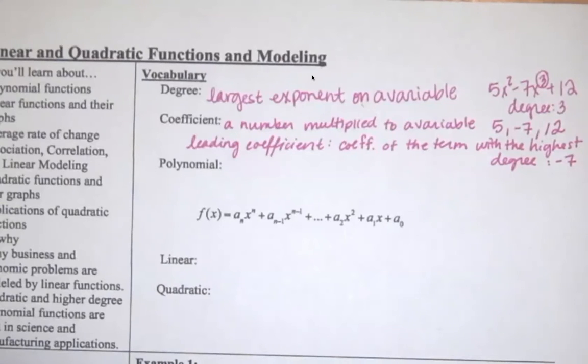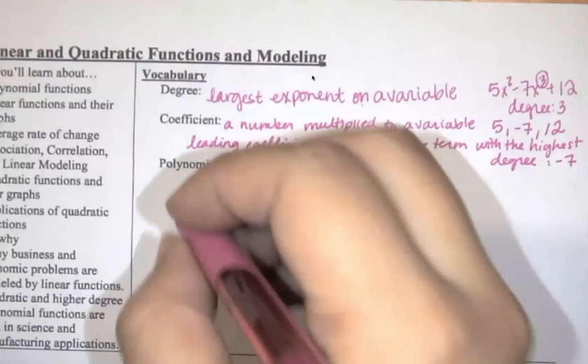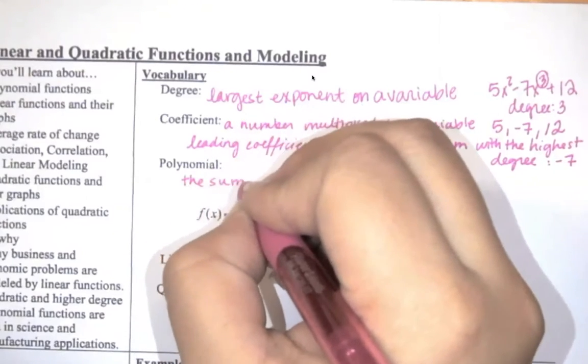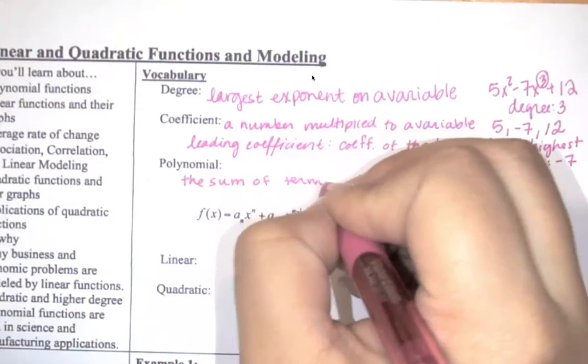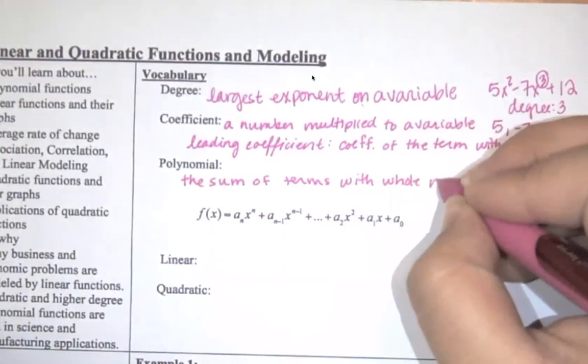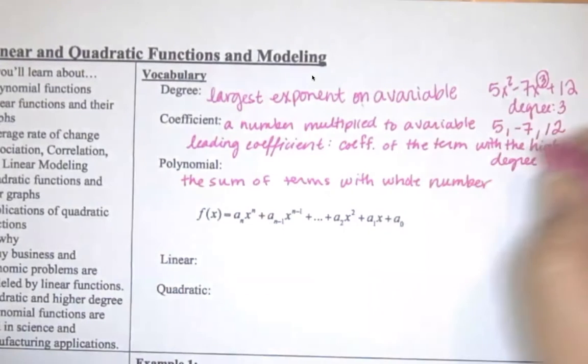Now, when we talk about polynomials, polynomials can be a single term or multiple terms. So we're talking about the sum of terms that have degrees that are only whole numbers. And we talked about this a little bit when we were doing the exploration. So a polynomial is the sum of terms with whole number degrees.